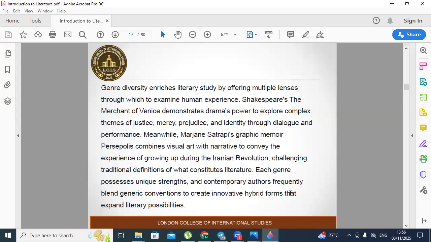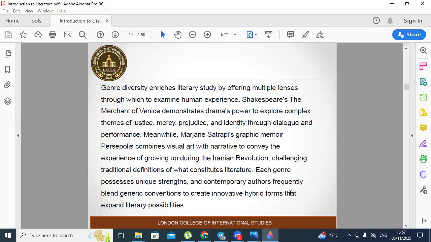Meanwhile, in the graphic memoir, Persepolis combines visual art with narrative to convey the experience of growing up during the Iranian Revolution. The stark black and white illustrations capture aspects of experience that words alone cannot.